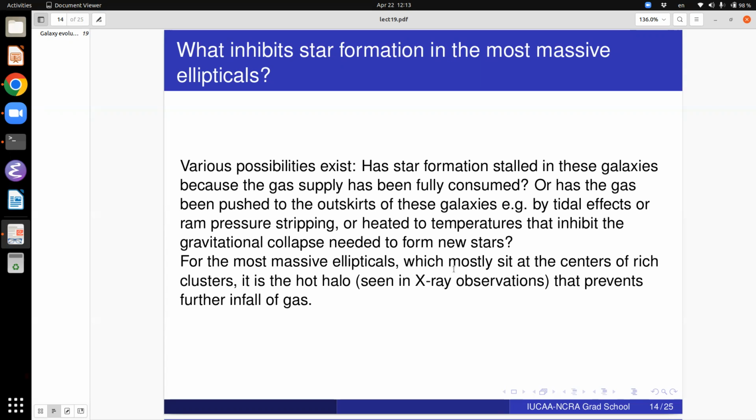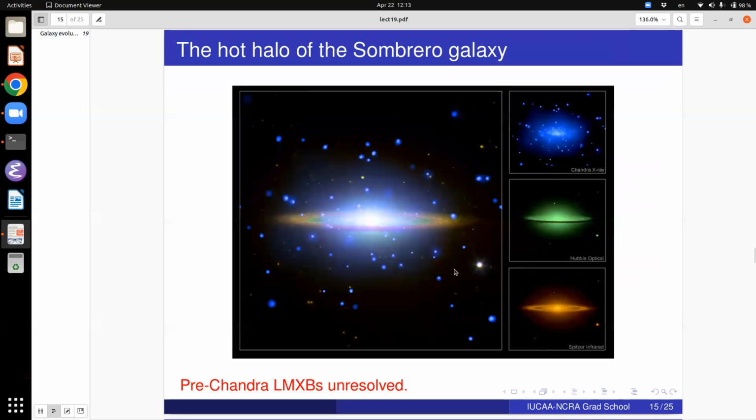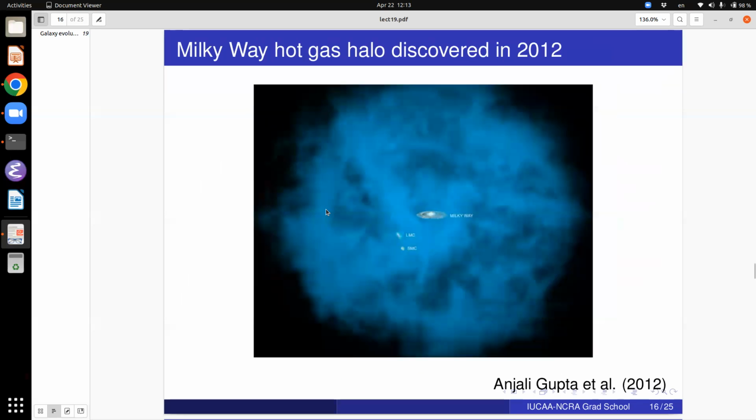We know now for the most massive ellipticals, which sit at the centers of clusters, it is the hot halo, which you see as continuum emission in the X-rays, that prevents further infall of the gas. So here you can see the diffuse emission. That is the hot X-ray halo. And that is preventing new gas from falling in because it just collides with this energetic, high temperature gas.